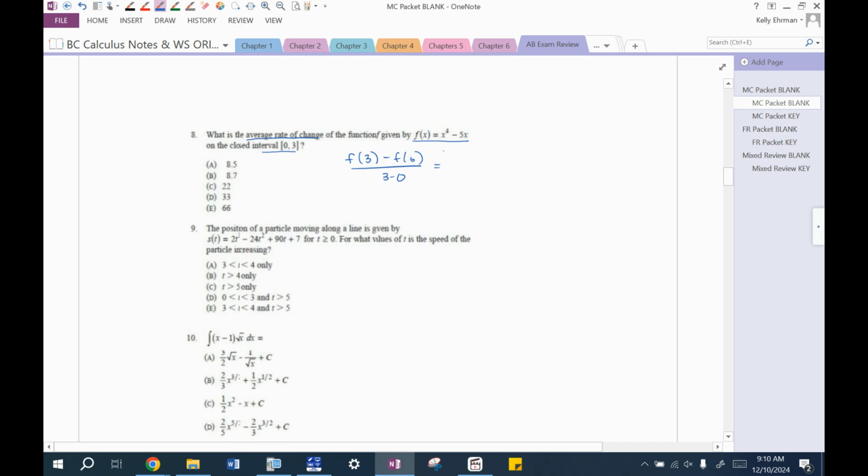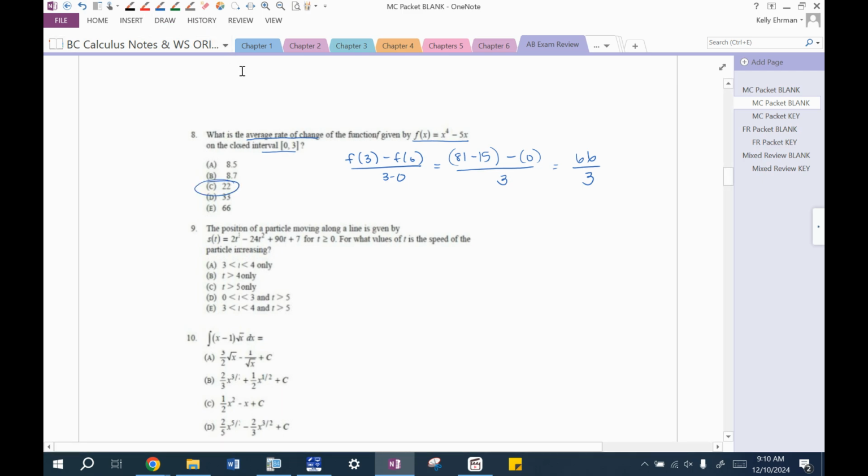So when you plug in 3, 3 to the 4th is 81 minus 15, minus plug in 0, that's 0, divided by 3. So let's see, 81 minus 15. 81 minus 10 is 71, 71 minus 5 is 66, divided by 3. So I'm getting 22.